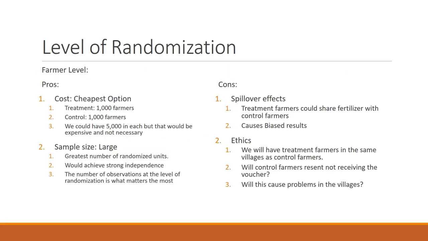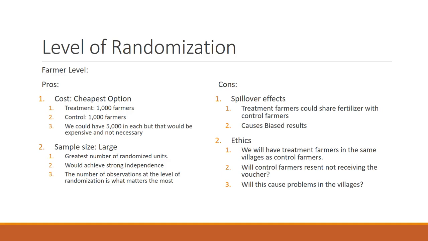All right, now why would I do one or the other? There's going to be pros and cons of each. What are some pros of farmer level? Well, one advantage of randomizing at the farmer level is oftentimes it's less expensive. It's oftentimes less expensive to randomize at the smallest unit.